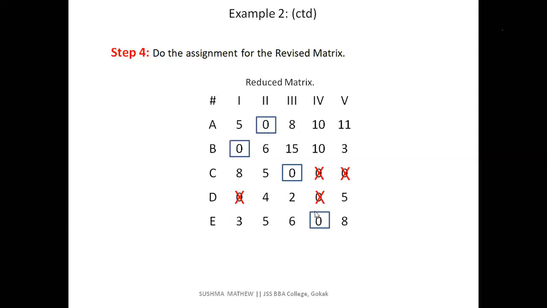What is the order of the matrix? How many rows and columns are there? It's a combination of how many rows and columns? 5 into 5. If it is 5 into 5, the order of matrix is said to be 5. Now the number of assignments is 4, which is not equal to the order of matrix. Order of matrix is 5.